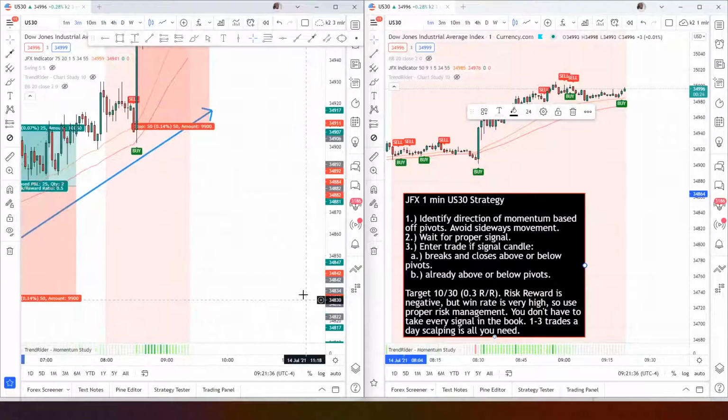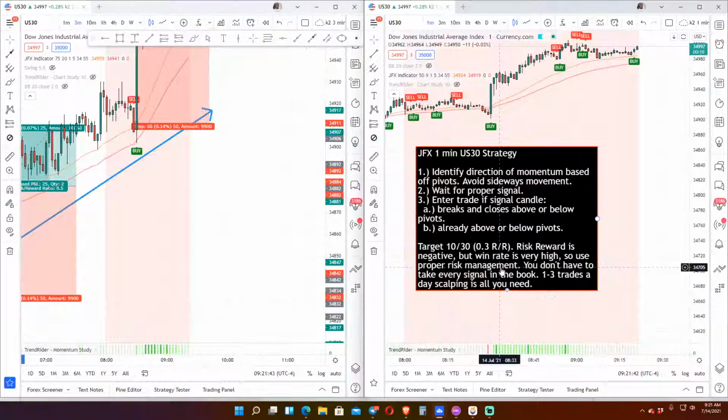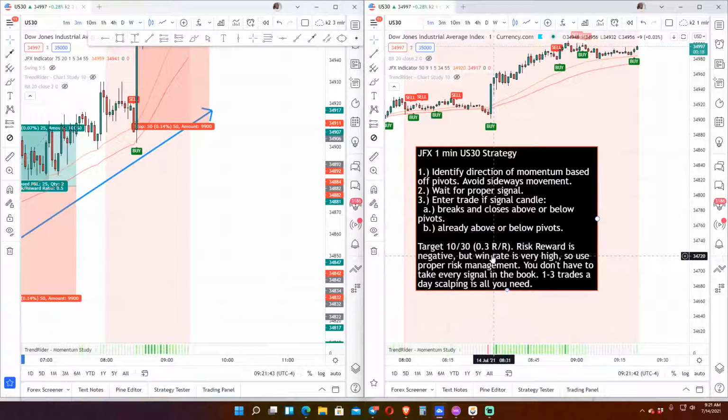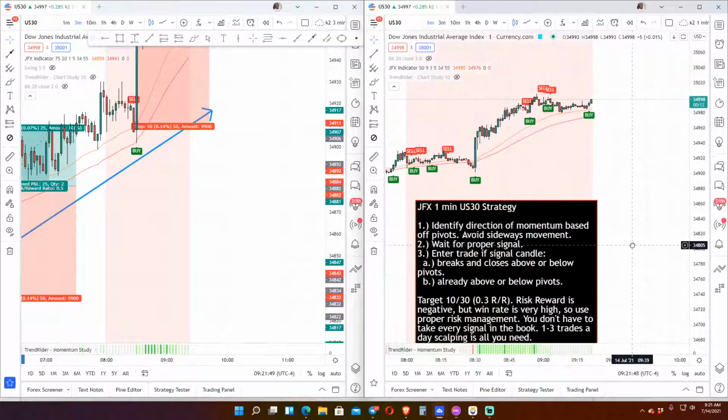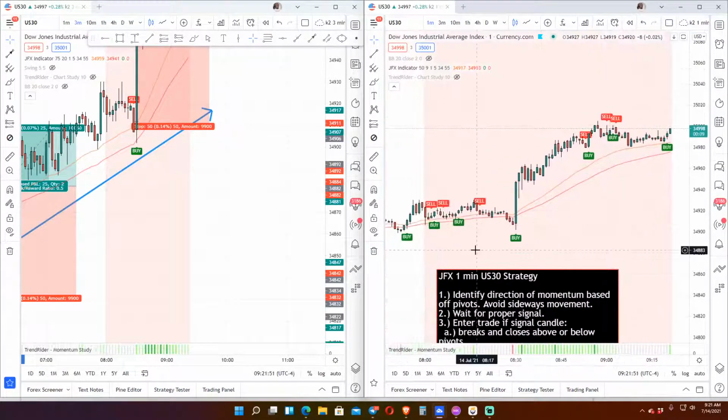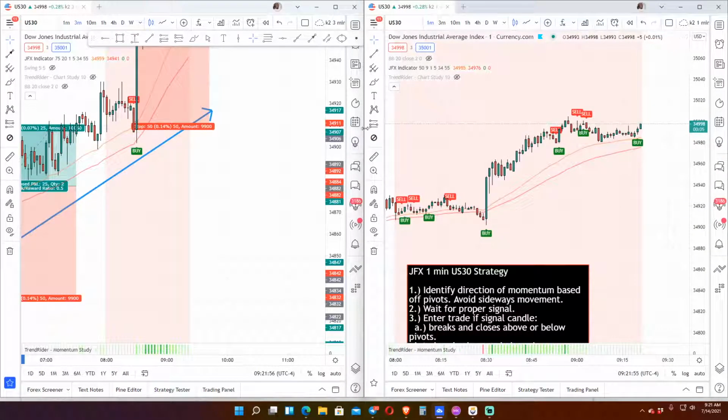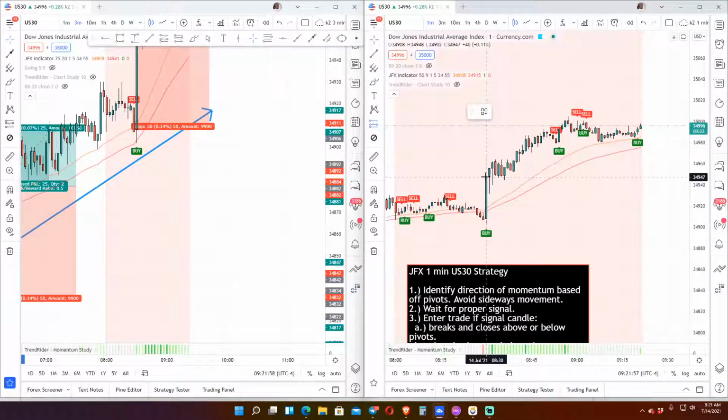Yeah, the strategy is pretty much the same for the 1 minute, but you're just targeting a different amount of pips. So in this situation, we would target 10 to 30. So for example, here we got this buy signal. It's above the pivots, so we would do 10 to 30.